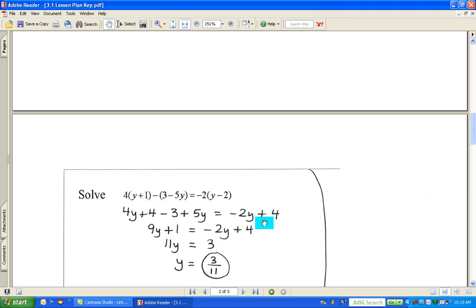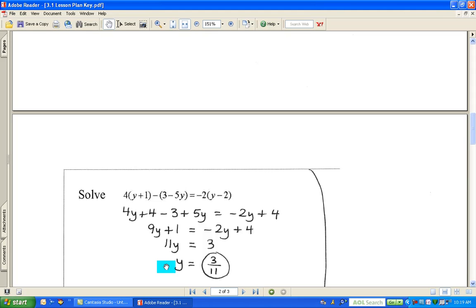On the right hand side, when I distribute the negative 2, I get negative 2y plus 4. On the next line down, what I did is I collected like terms. 4y plus 5y was 9y. 4 minus 3 was 1. So 9y plus 1 is equal to negative 2y plus 4. We then get our variables on the left and our numbers on the right by adding 2y and by subtracting 1. My final step is division, and this is how I get the answer 3 over 11.